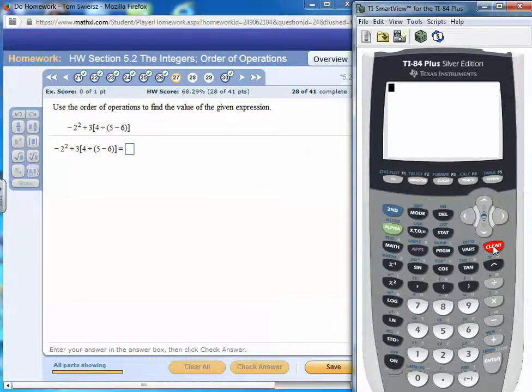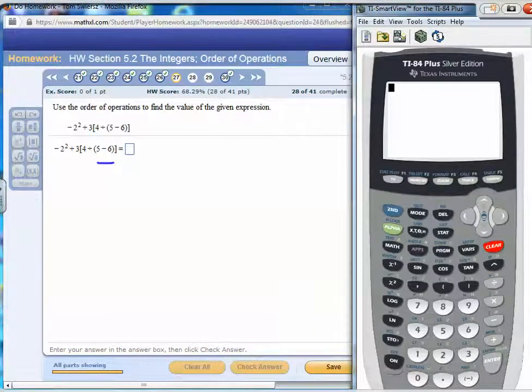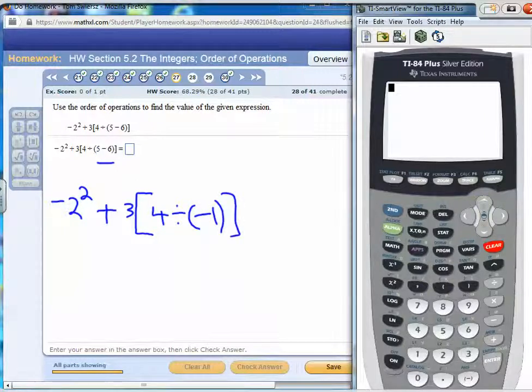Number 27: negative 2 squared plus 3, in parentheses 4 divided by 5 minus 6. Again, if we do paper and pencil, the parentheses here is 5 minus 6, so that's a negative 1. So we have negative 2 squared plus 3 bracket 4, that's a division sign. 5 minus 6 is in the innermost parentheses, so we do that subtraction first. 5 minus 6 is a negative 1.